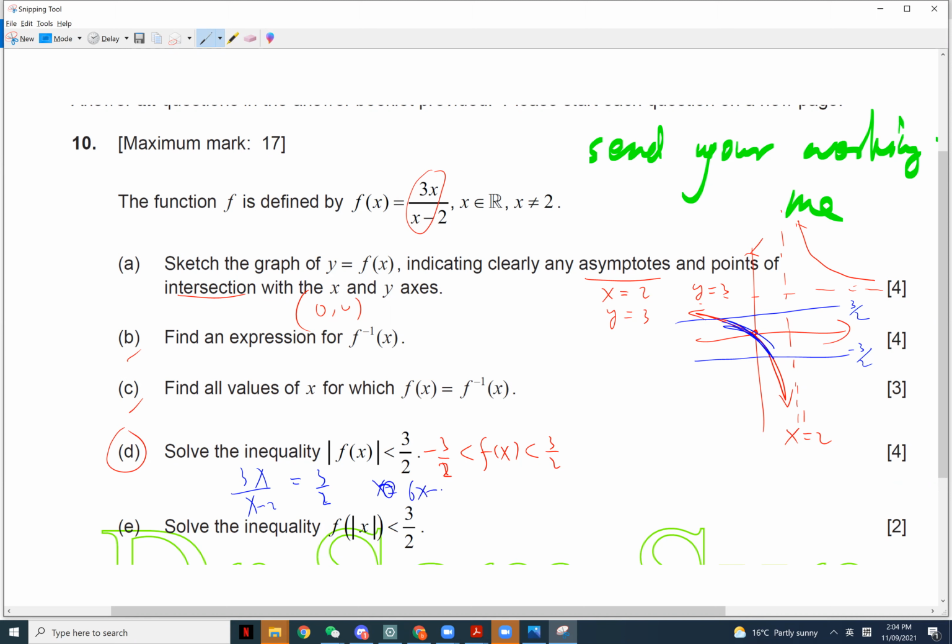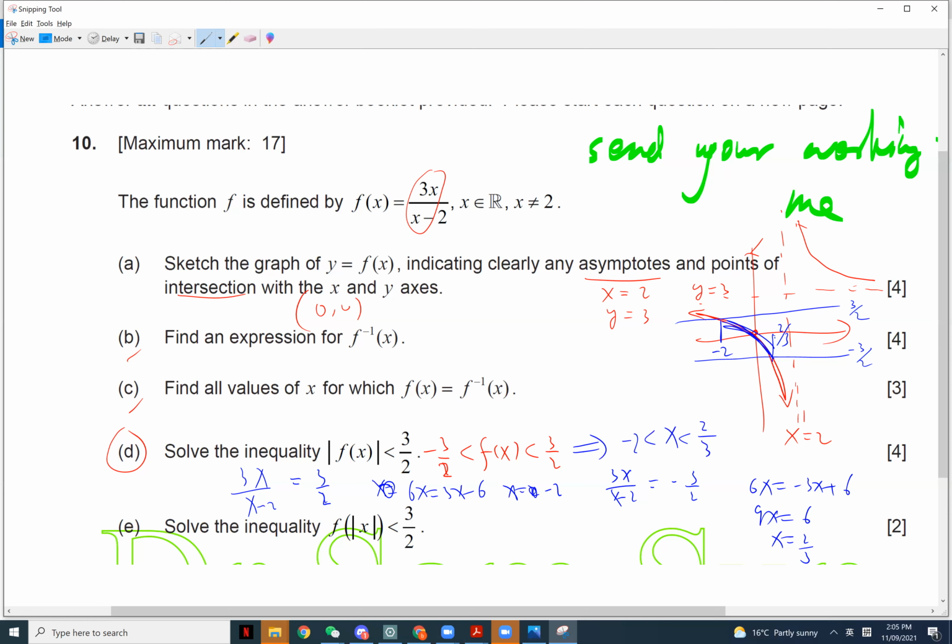Yeah, 6x equals 3x minus 6. X equals -2. So here is -2. The other one, -3/2, gives 2/3. So the answer: x between -2 and 2/3. That's it. That's for part D.